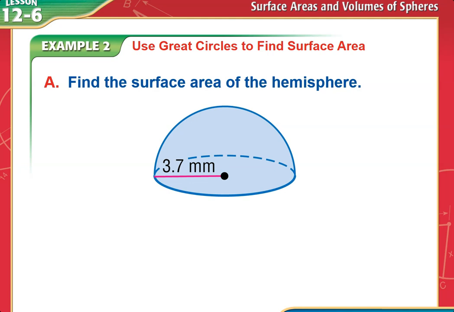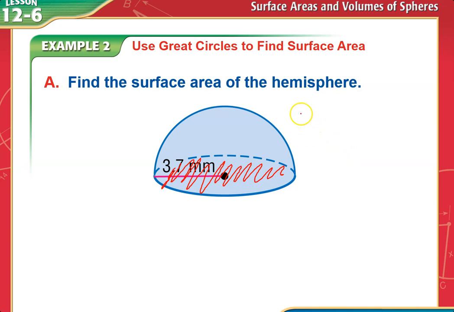Use a great circle to find the surface area. Well, the great circle is actually, you can see the large circle here. Okay, and I'm highlighting all this right here. That's called the great circle. And that's actually right at kind of like the equator. But we actually have an area there.